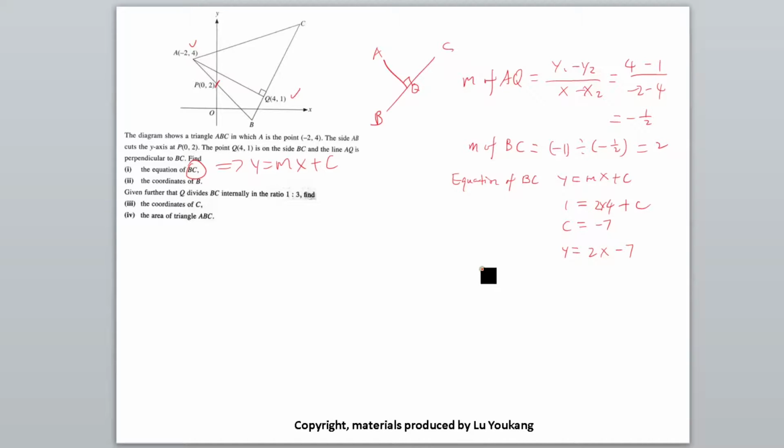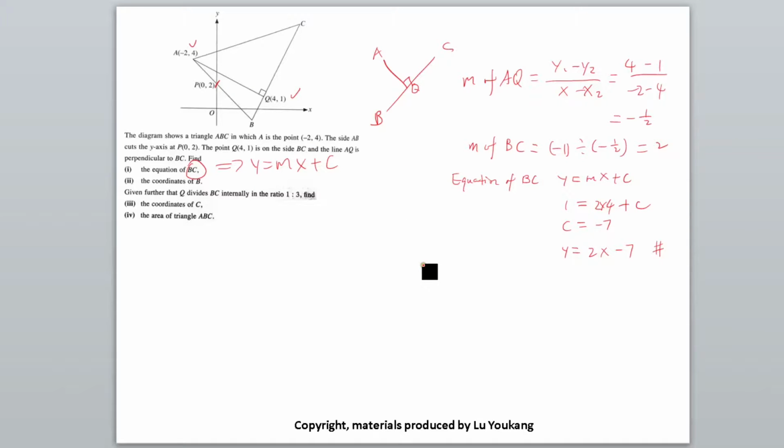You can only take the coordinates of Q and sub it into the equation of BC, because Q lies on BC. You can't take any other coordinates. You cannot take A, you cannot take P, because they do not lie on BC.